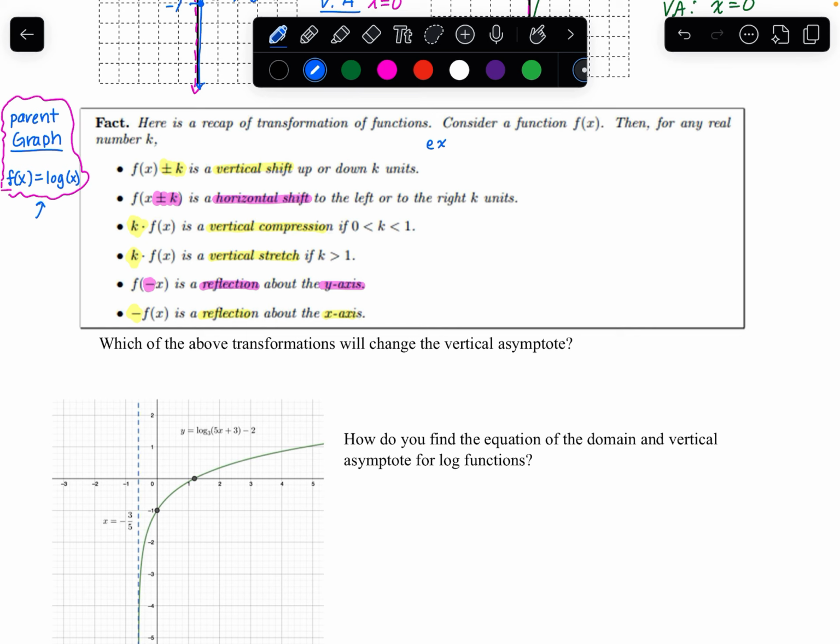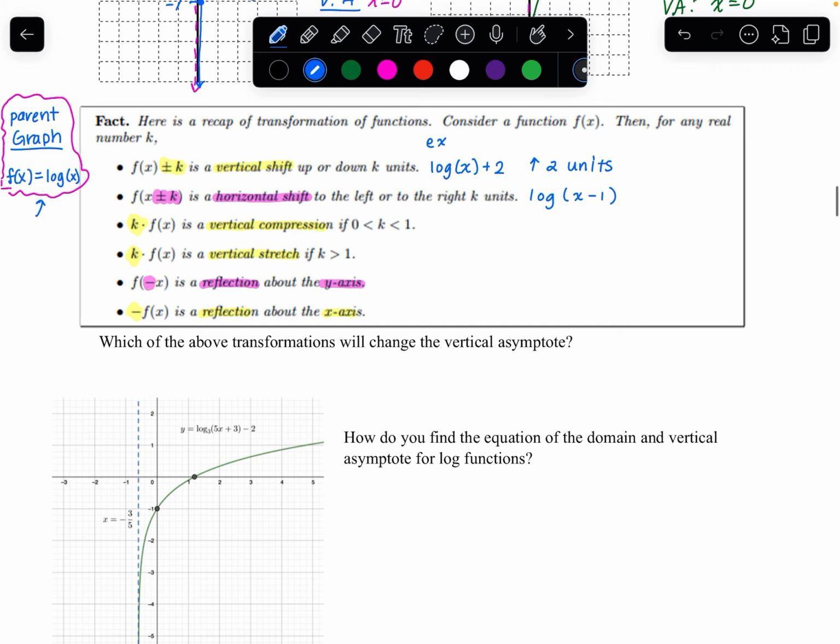For a vertical shift, we will see a function like log base 10 of x with a plus 2 on the outside. And what that plus 2 will do, will shift our graph up 2 units. For the second one, we will see values on the inside of our log function. So like log of x minus 1. Remember, when we're inside, we kind of move in opposite directions. So we'll be moving to the right 1 unit.